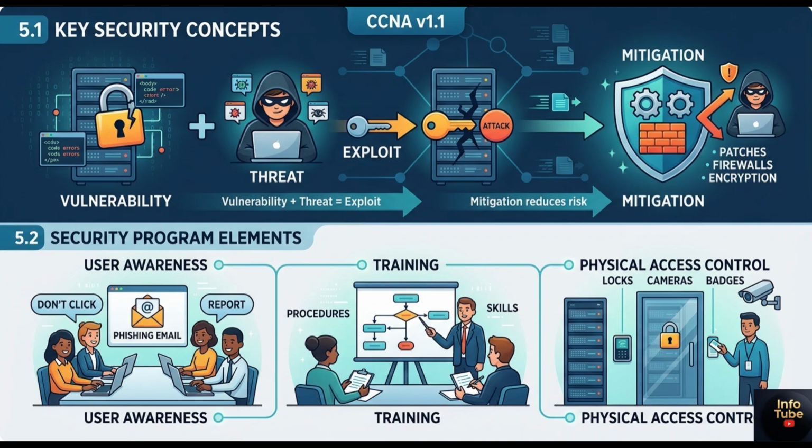Welcome to this deep dive into Objective 5, Security Fundamentals for the CCNA 200-301 version 1.1. In the world of networking, connectivity is nothing without protection. As a network engineer, your job isn't just to move data, but to ensure that data remains confidential, available, and untampered with. This section accounts for 15% of your exam, making it a critical pillar of your certification journey. We will break down how to identify risks, the human and physical elements of a security program, and the technical steps to lock down your Cisco devices.